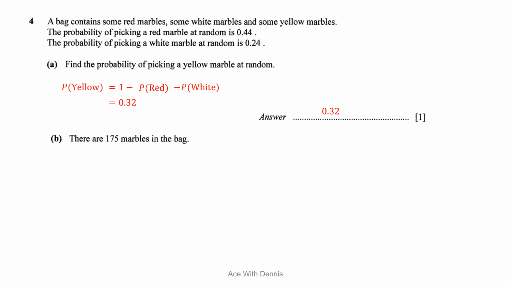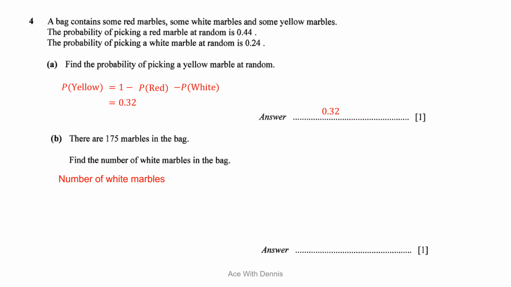B. There are 175 marbles in the bag. Find the number of white marbles in the bag. 1 mark. To get the number of white marbles, we take the total marbles multiplied by the probability of getting a white marble, which is 0.24. Hence, the value is 42. So, the answer is 42.